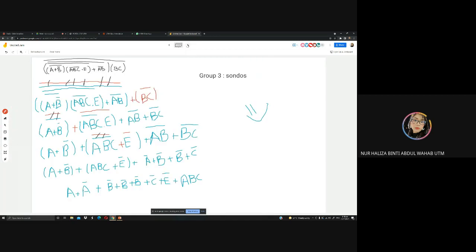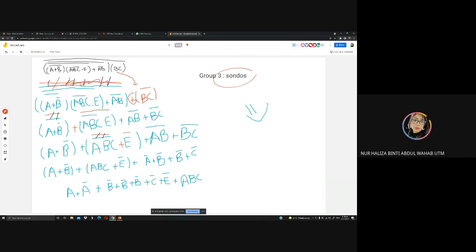Now, group number 3. Your team member is only one. Now you can see over here, they also show the steps directly, but they jump a bit from here. They directly discharge this bar. But it's okay, you can still understand the flow.